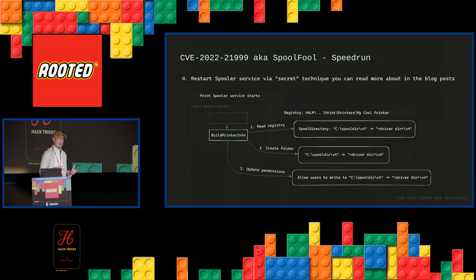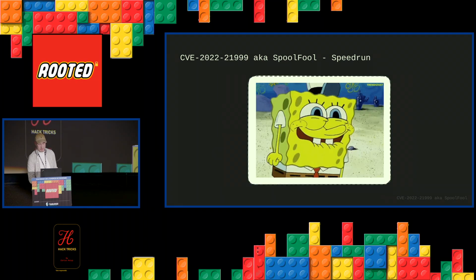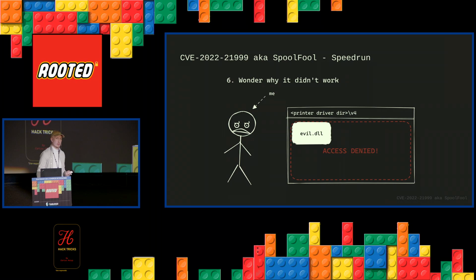And this technique to restart the spooler service, you can read more about it in the blog post, but we can actually force it to crash and start up again. And so whenever it starts up again, inside the build printer info, it will look in the registry, see that spool directory is spooldir v4, which actually points inside the driver directory v4. So it will create the folder and allow us to write inside the driver directory v4. And so now we have this nice DLL that we are ready to place inside the printer driver directory that was just created. And we are very excited, but something just didn't work.